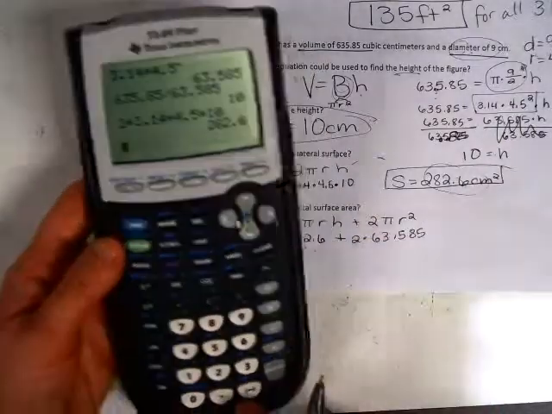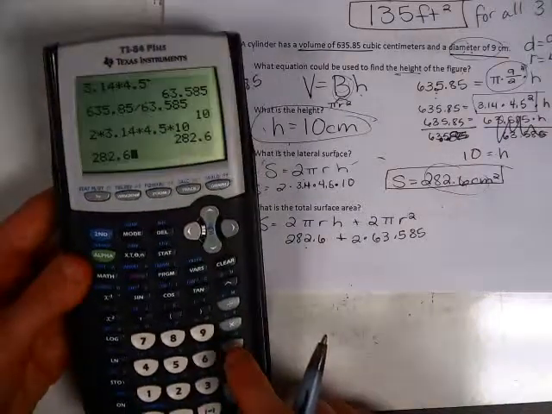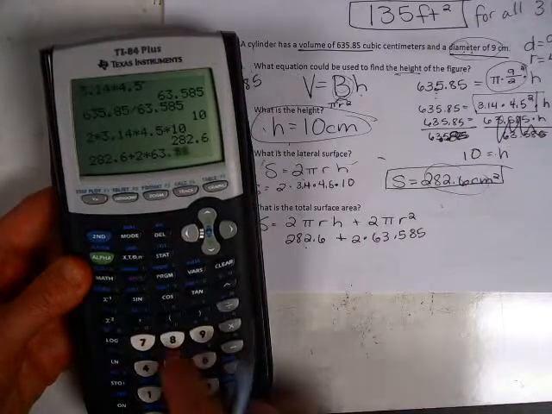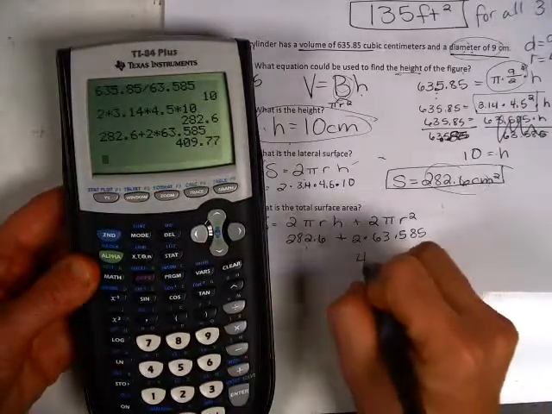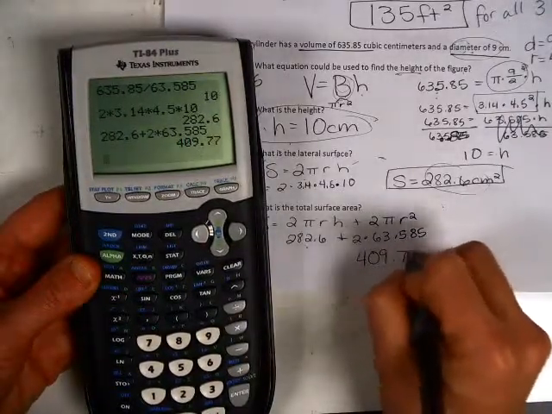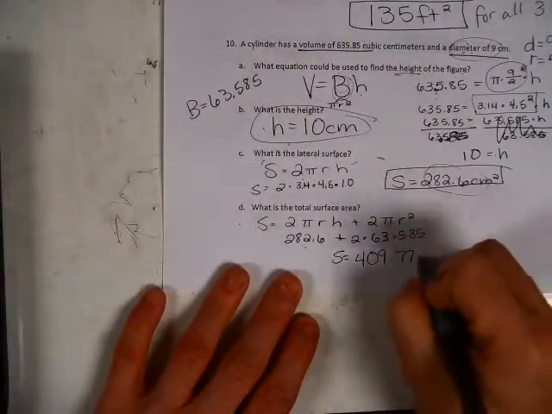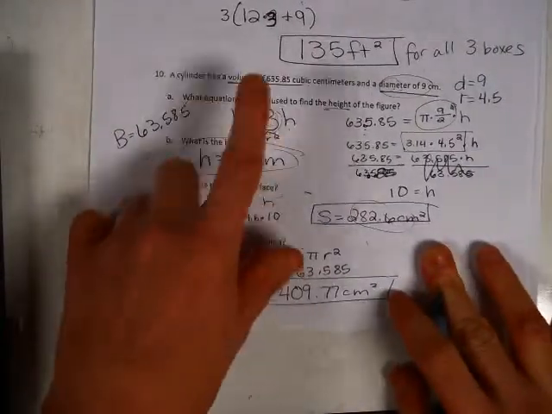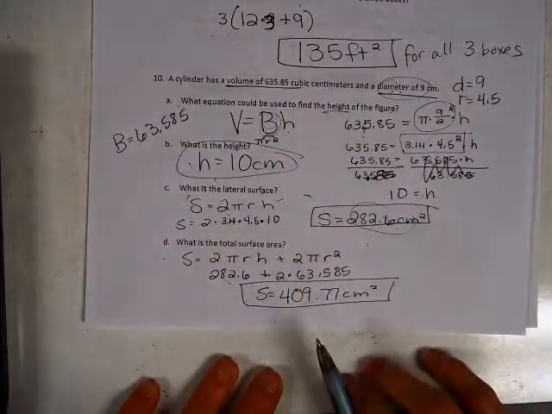Oops. Okay. So 282.6 plus 2 times 63.8585. Enter, and your answer is 409.77. So, guys, this is a lot of work. I know it is. But keep in mind what they want. They want you to be able to use the formula, solve to get something, and then use that information to reapply it. That's what they want from you.